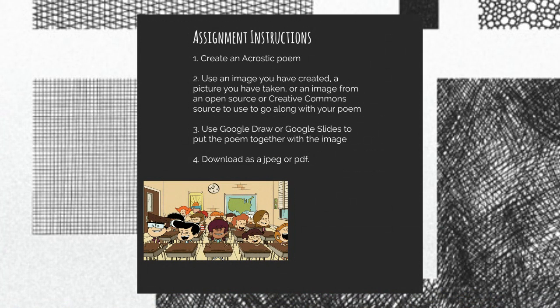Once you have found that image and you have created your acrostic poem, you can either use Google Draw or Google Slides to put the poem and the image together. So that is how you'll do the assignment. You will need to go to the assignment through modules in your English Canvas classroom. That's where you will find it. And then whatever your image is, please download it as a JPEG or a PDF inside of the Google Slide or your Google Draw. That way your teachers can see it.